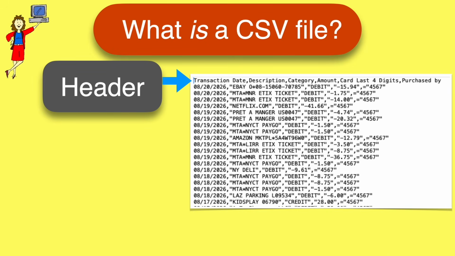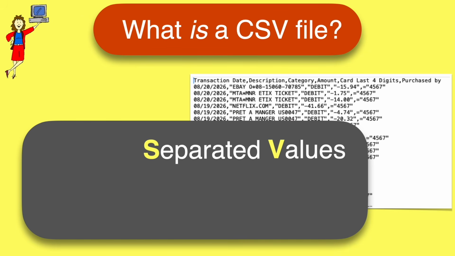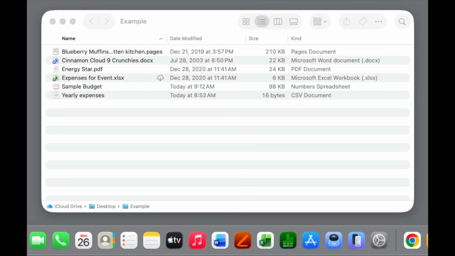Inside the CSV file, you normally find a header near the top containing the column labels, and then one line for each row of data. The individual values in each row are separated by commas, and sometimes the data between the commas is surrounded by quotation marks. So the values are separated by commas, which is why CSV stands for comma separated values. We're going to walk through a simple example of using a CSV file, but let's cover some basics first.